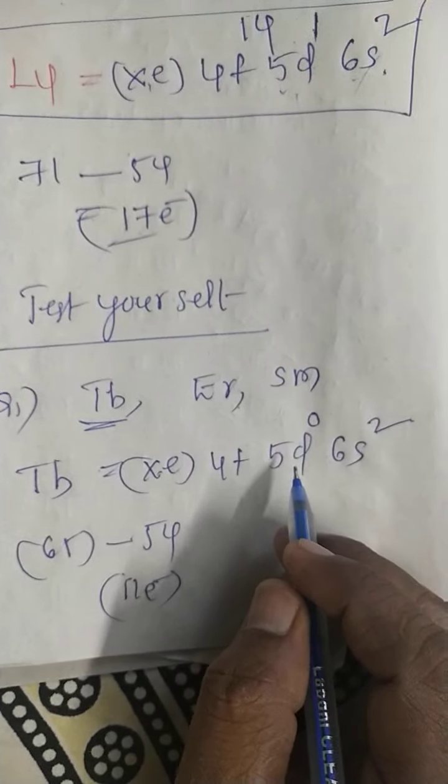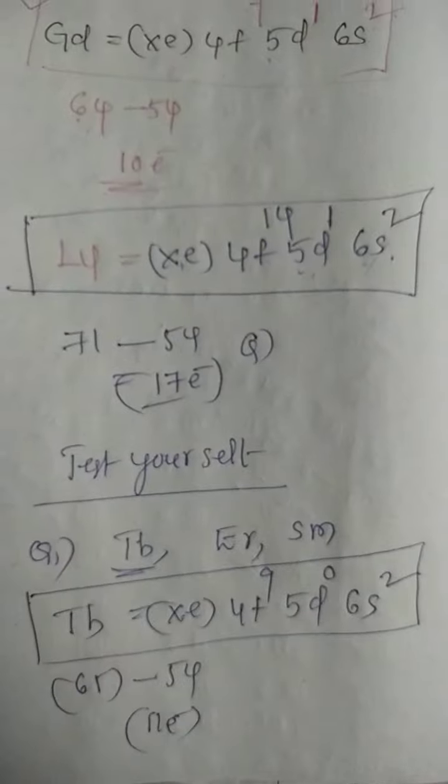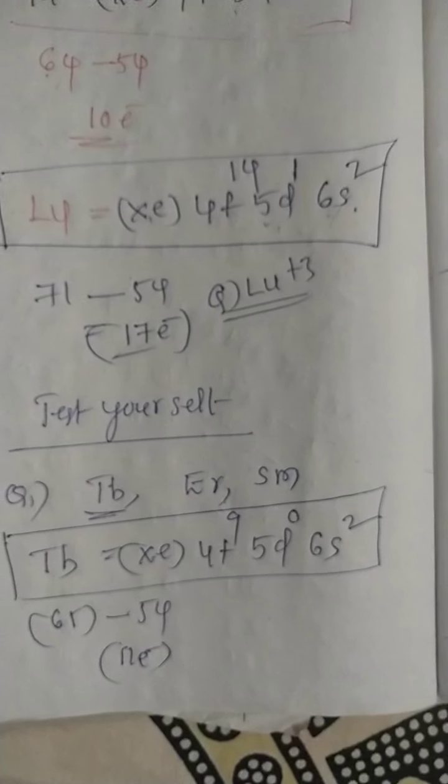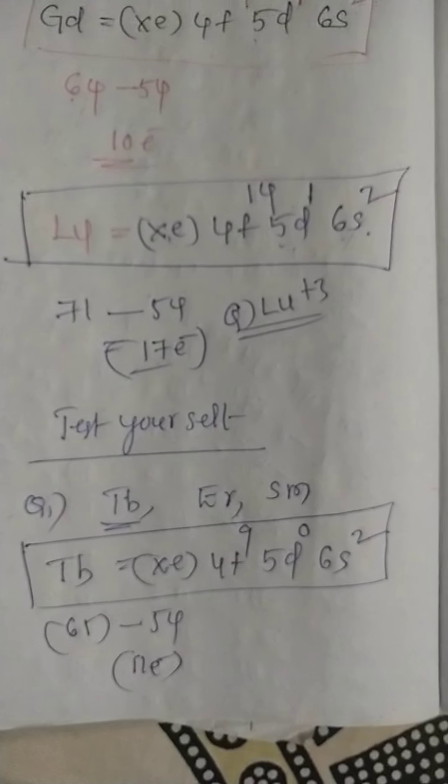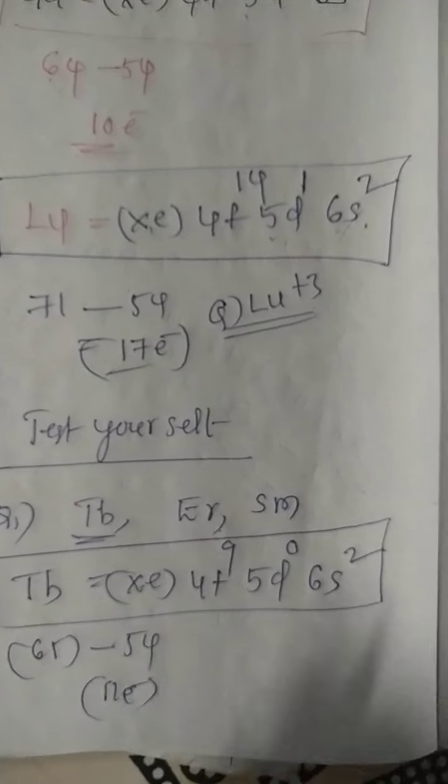Okay, my dear students, so this is the most important: how to write the electronic configuration. And similarly, sometimes the question is about lutetium plus 3. How many unpaired electrons are there, and is it paramagnetic or diamagnetic? This is the most important.